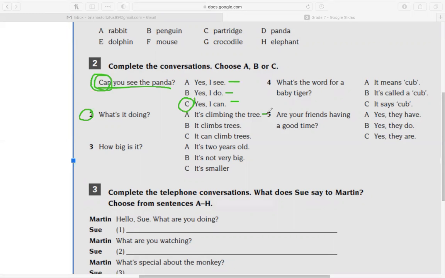Number 2, what's it doing? A, it's climbing the tree. B, it climbs trees. C, it can climb trees. Well, here we're talking about something that's happening right now, so we should have a present continuous verb. A, it's climbing the tree. Try to answer the rest on your own.